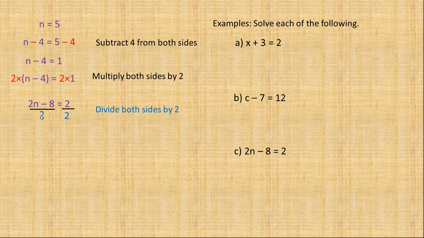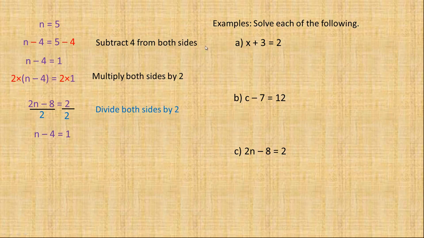Now on the left, 2n divided by 2 is 1n. Now we don't normally write the 1 here, but that is the same as 1n. Subtracting 8 or minus 8 divided by 2 is minus 4. And 2 divided by 2 is 1. Notice this is actually the same equation as that one. So I did the opposite of this here.